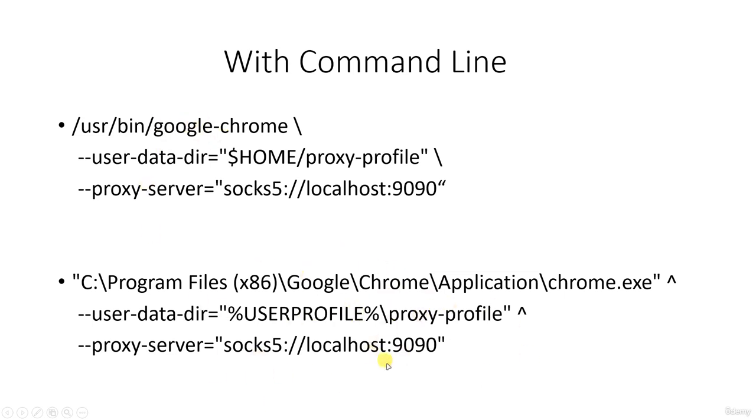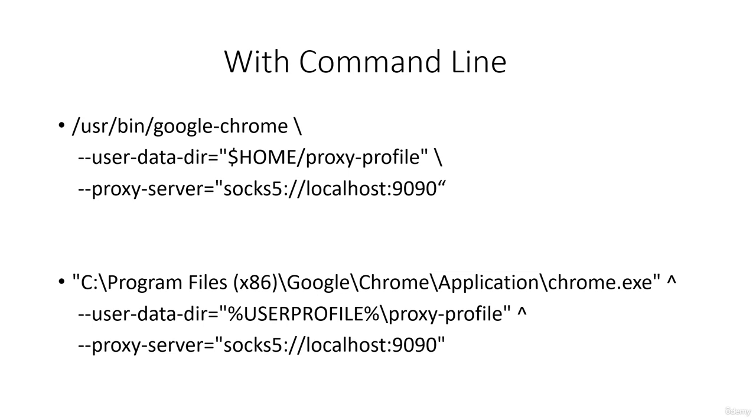After typing this command line, the profile will be created automatically if it doesn't exist. This way you can use multiple instances of Chrome at the same time. To check that the SSH tunnel is working properly, just go to google.com and check your IP address. It should show your server IP address instead of your original IP address.